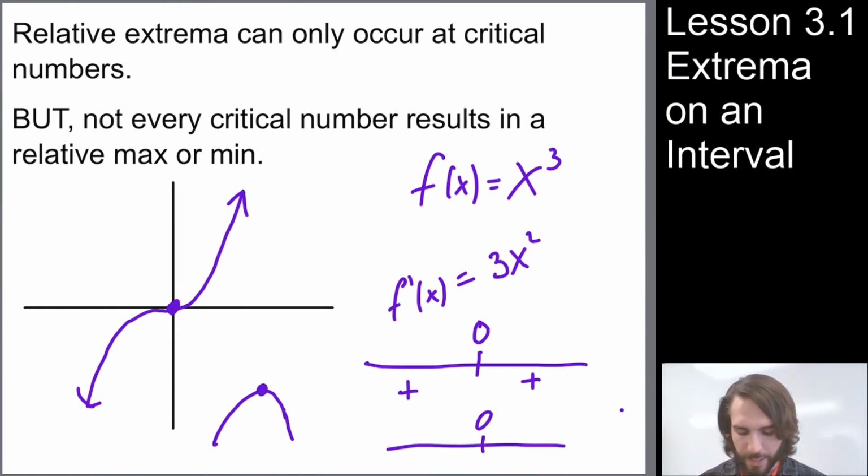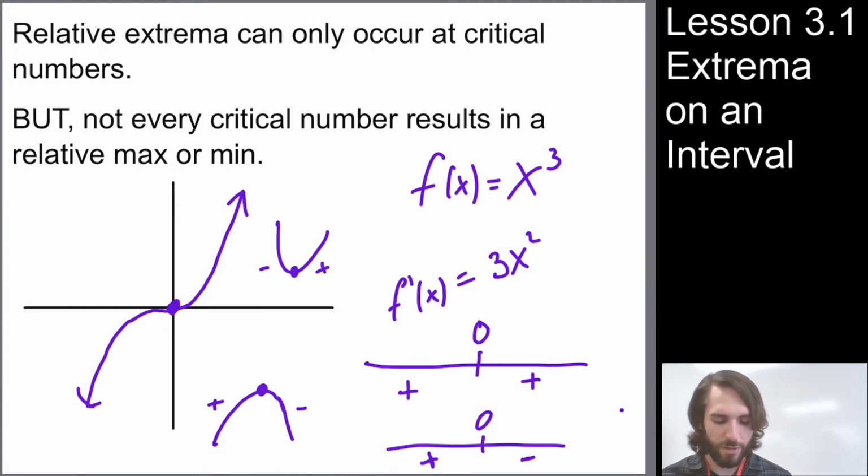Let's say it's at 0 again. Over here the slope is positive, and here the slope is negative. So if I get my little chart here switching signs, going from positive to negative or negative to positive, that's when I know I have a critical number. So do the same here, right? This would go from negative to positive. That's how you know you have a max or a min.